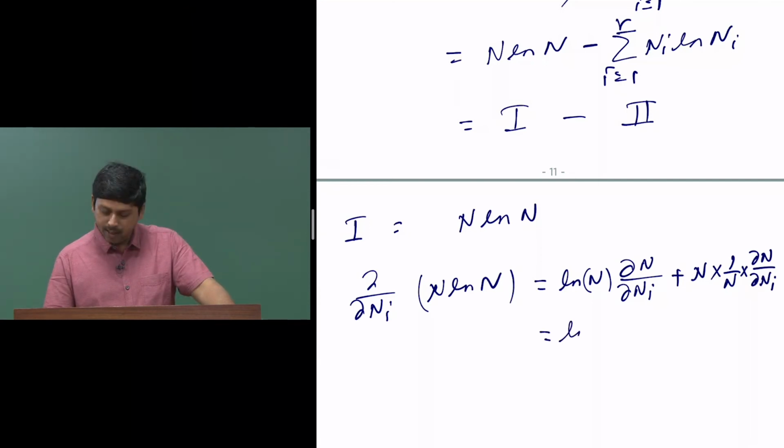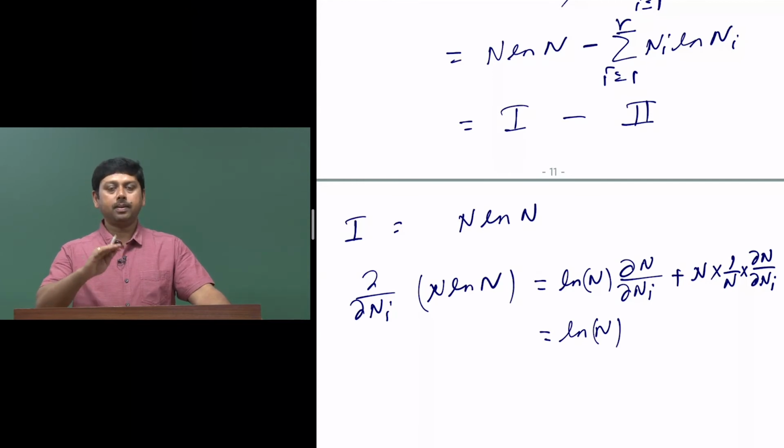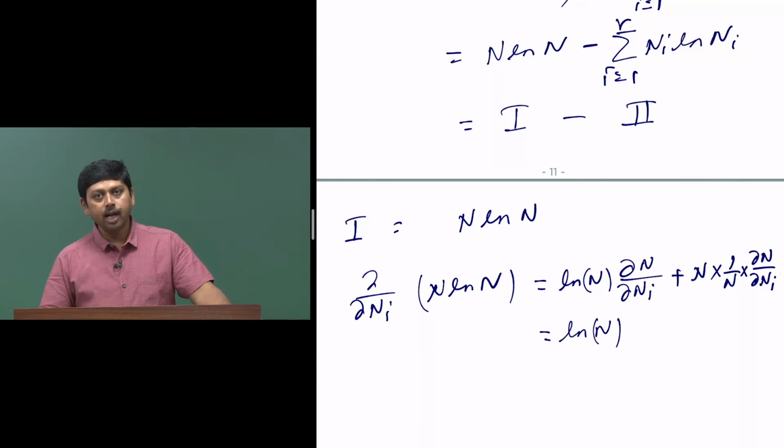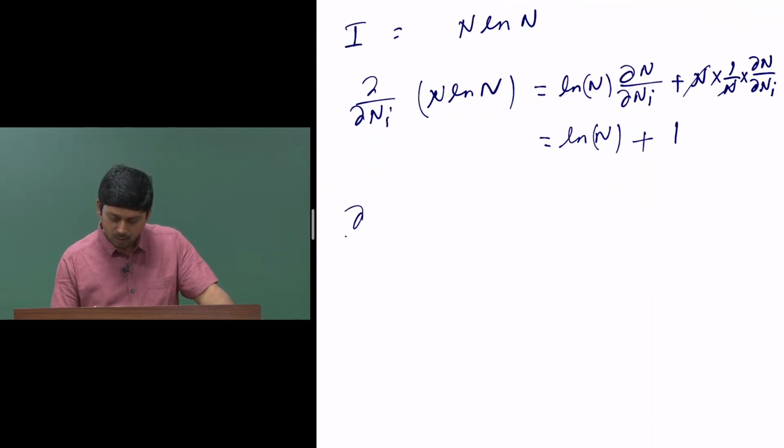Now, in ln n ∂n/∂n_i, you know that n equals n_1 plus n_2 plus n_3 plus n_4 plus n_5 and so on. So, whichever term matches with i will be 1 and the rest of them will be 0. Therefore, it is nothing but ln n. On the right hand side this will cancel and this one also will give us just 1, and the rest of the terms will go to 0. So, it will be ln n plus 1. Now, let us do the other one.